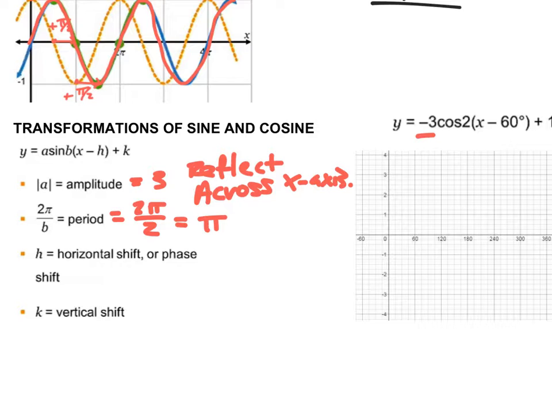Horizontal phase shift means that we are subtracting 60 degrees, so we are going to shift right 60 degrees. And then vertical shift, we're going to move this up 1.